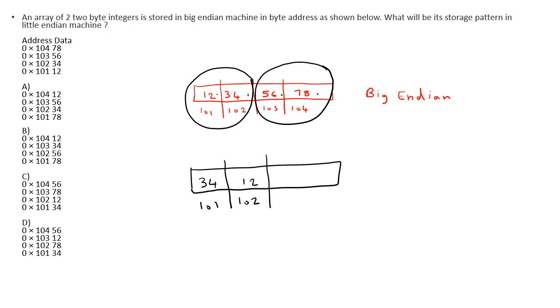And for the next word, 103, that is the lower address, would contain the least significant byte, that is 78, and 104 would contain the next value, that is 56. And going by the options, option C is the correct answer.